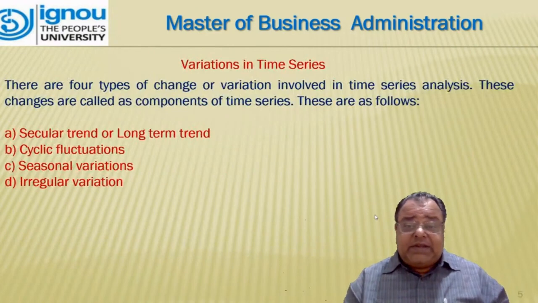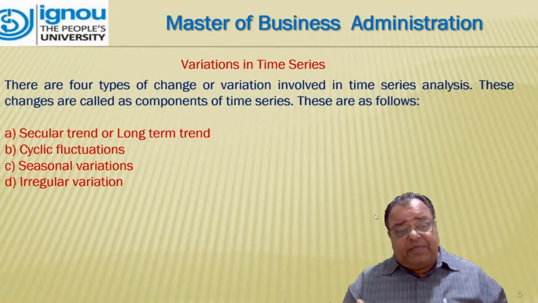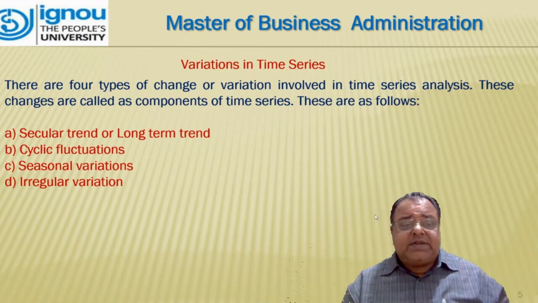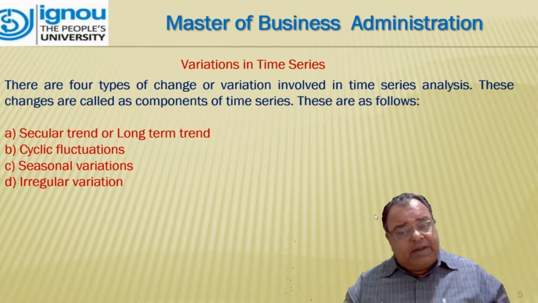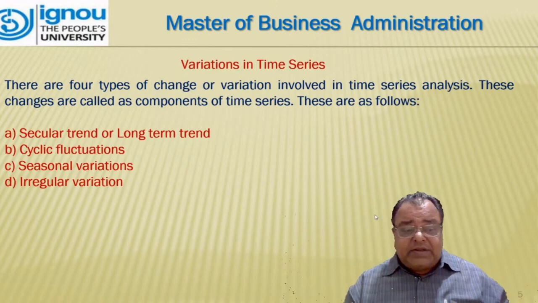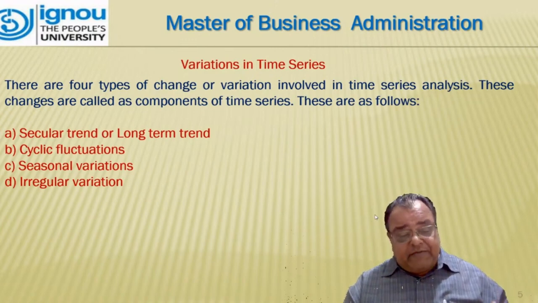Now, what are the variations in time series? There are four types of changes or variations involved in time series analysis. These changes are called components of time series. The first one is secular trend or long-term trend. Second one is cyclic fluctuation. Third one is seasonal variations. And the fourth one is irregular variations.